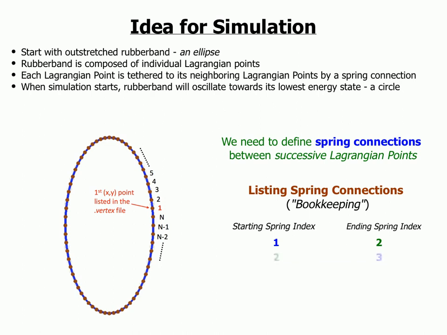However, it looks like we could take the spring with index 2 and connect it to the spring with index 3, and then 3 to 4, 4 to 5, and we can keep going. And eventually, since this is a closed rubber band, when we land at the nth Lagrangian point, we will just reconnect that to Lagrangian point 1.